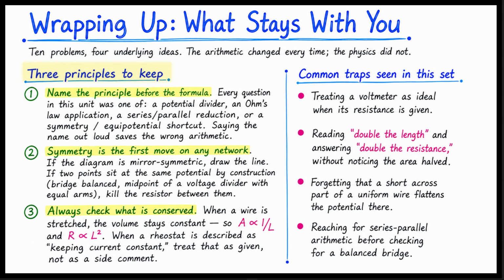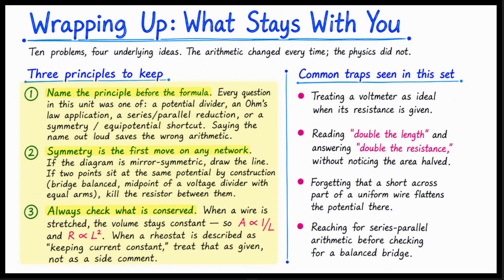Principle 1. Name the principle before the formula. Every question in this unit was one of 4 kinds: a potential divider, an Ohm's law application, a series parallel reduction, or a symmetry or equipotential shortcut. Saying the name out loud saves the wrong arithmetic. The first 10 seconds on any problem are not for the calculator, they are for naming what kind of problem this is.